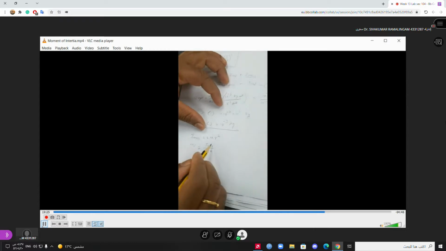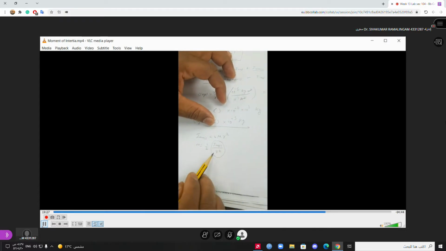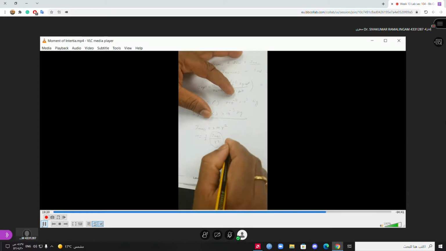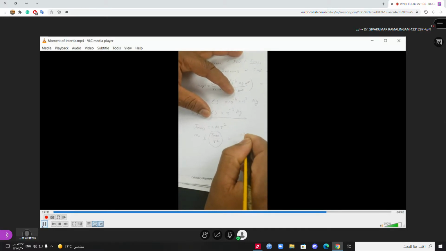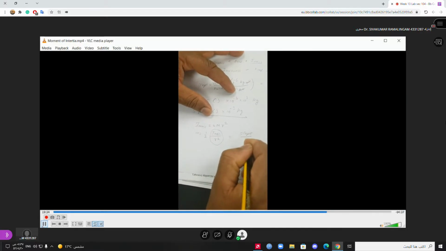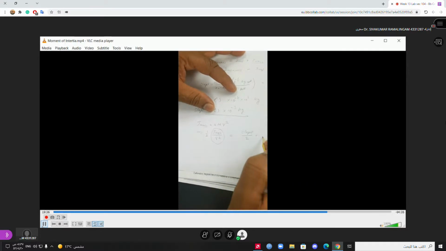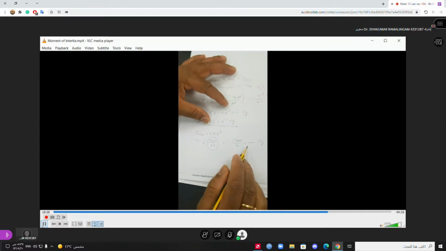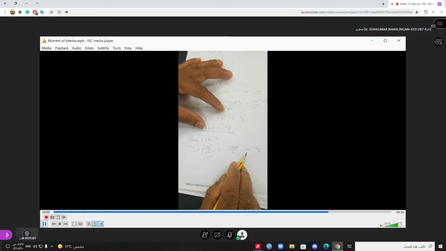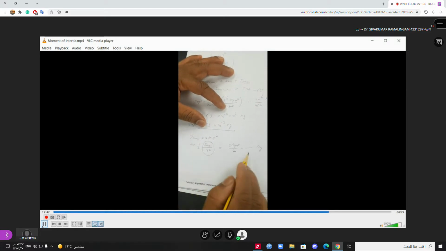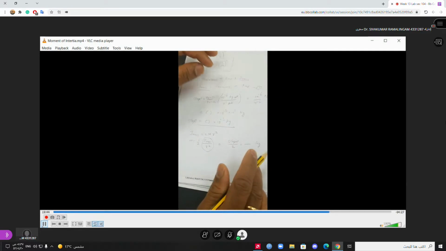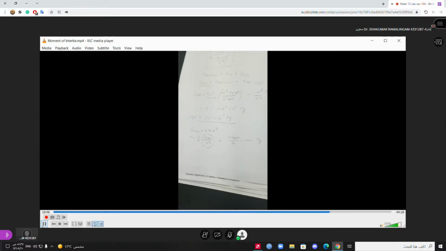Now come to this. I mass by r square, I can replace with the slope. That means slope divided by 2. Whatever value you are getting as the slope, you divide the slope by 2, you will get the m in kilogram. This is the first part of the experiment.